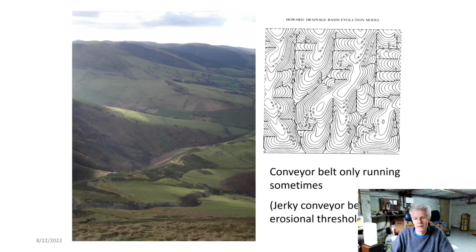So the same model, but here we introduce a jerky conveyor belt. The conveyor belt can only move when an erosional threshold is passed. So you can only have material transported when there's a certain power to the water to move it. And this actually gives us a very different landscape shape with far more convex hilltops and slightly concave valley bottoms, as we can see here on the left. And when we look at a map of what this looks like, we can see we have a much smaller drainage network, again with these convex hilltops and concave bottoms.